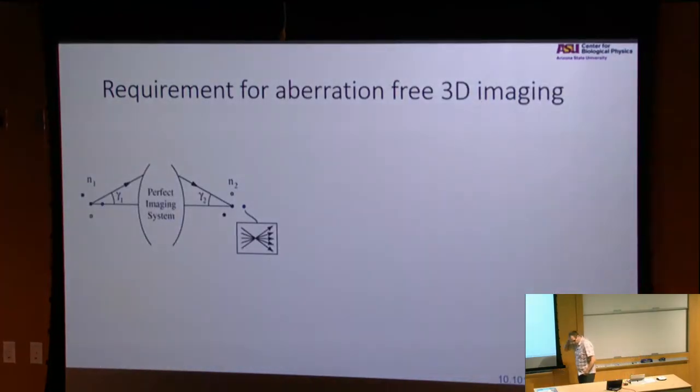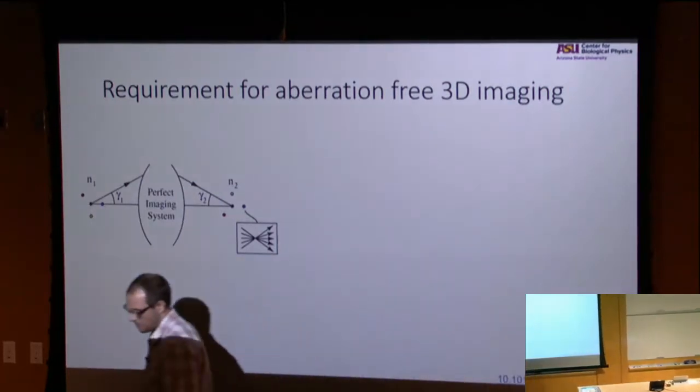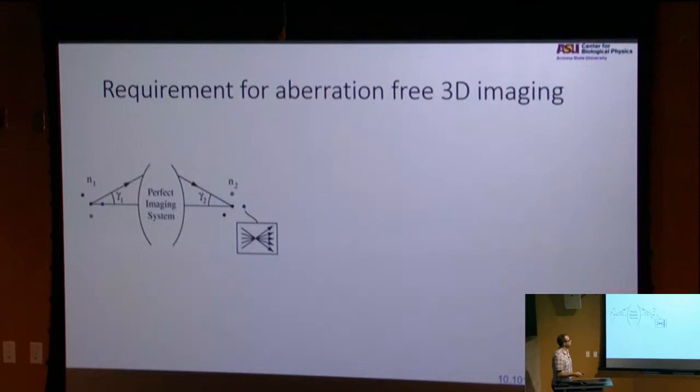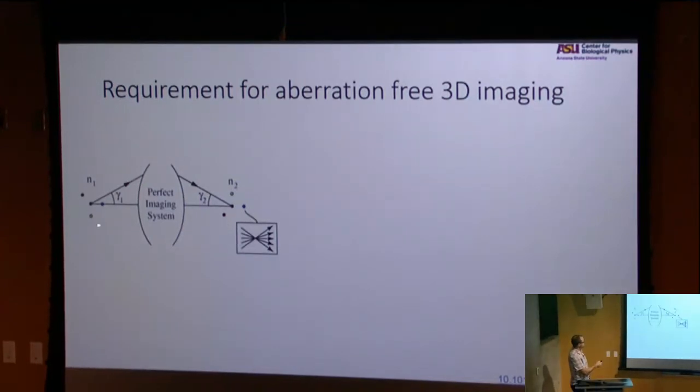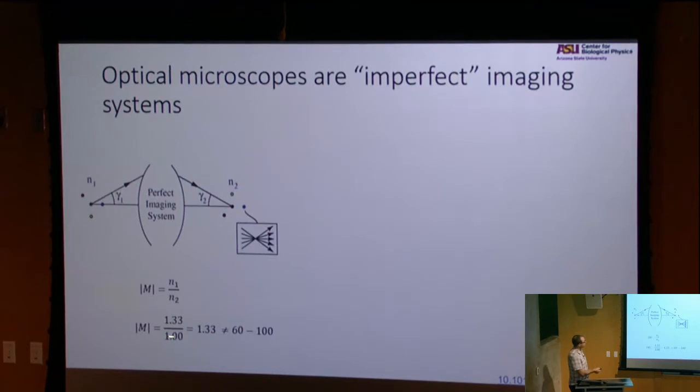So how does a microscope work? Hopefully some of this is a bit of a review. If we have an imaging system with three dots and a set of lenses that make up the imaging system, and if we had a perfect aberration-free 3D imaging system between two different refractive indices, each of these three dots would be mapped into the correct place and all of the rays would come back together without aberration. For this to work, the magnification has to be the ratio of the refractive indices.